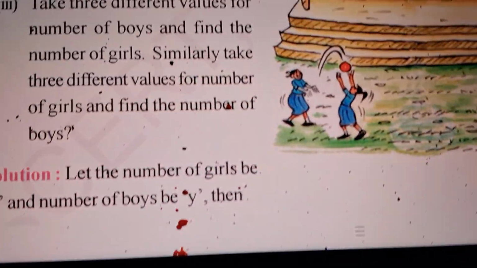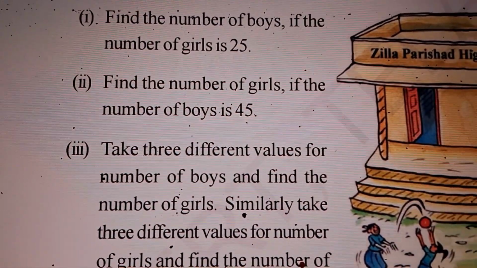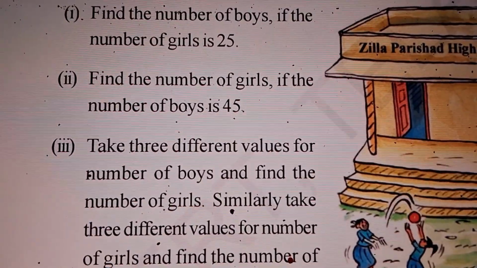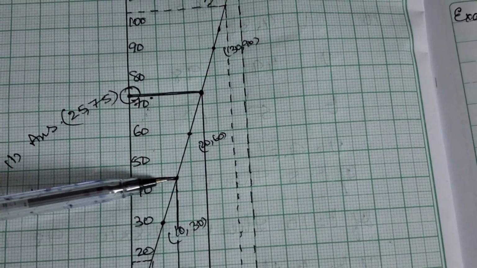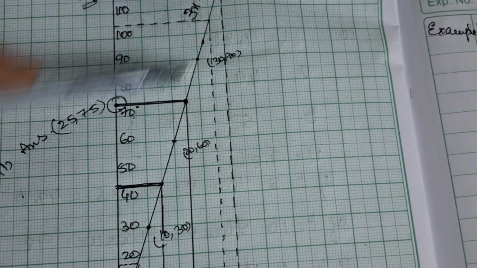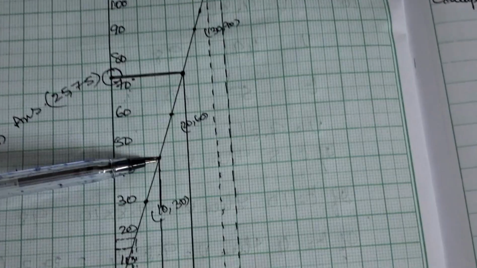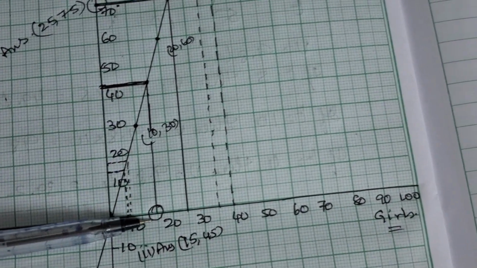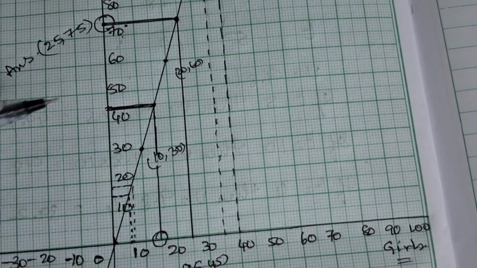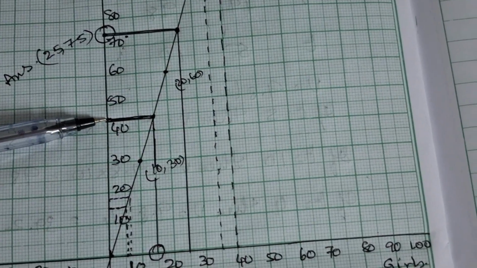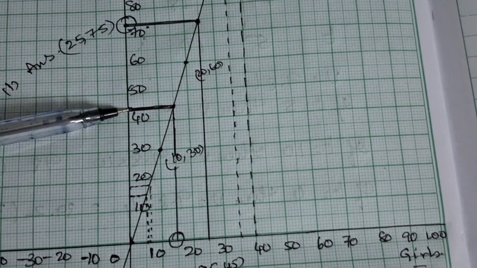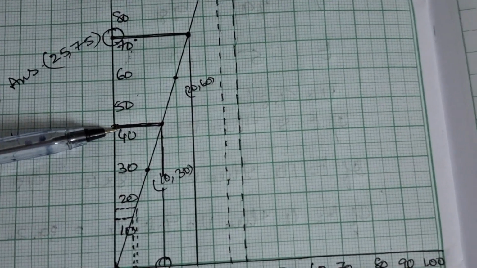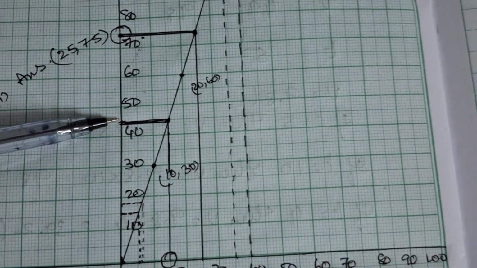And what is the second bit that they have given? Find the number of girls if the number of boys is 45. So here, see, children, this is 40 and 45. So you have to make this line touch the equation line that you have got. For that, what is the corresponding x value? If the number of boys is 40, it is 20. Here we are talking about 45, between 40 and 50.